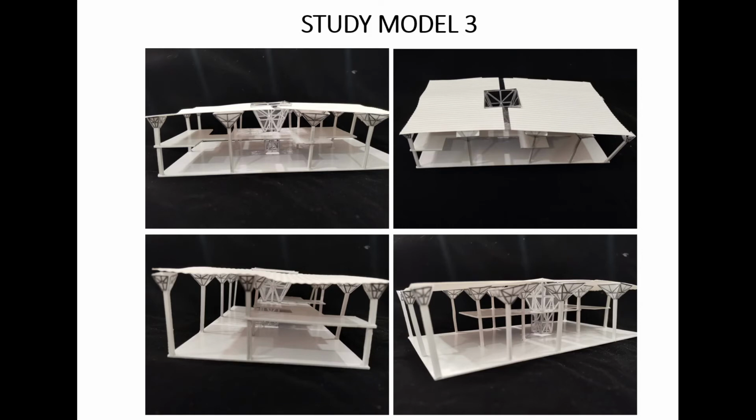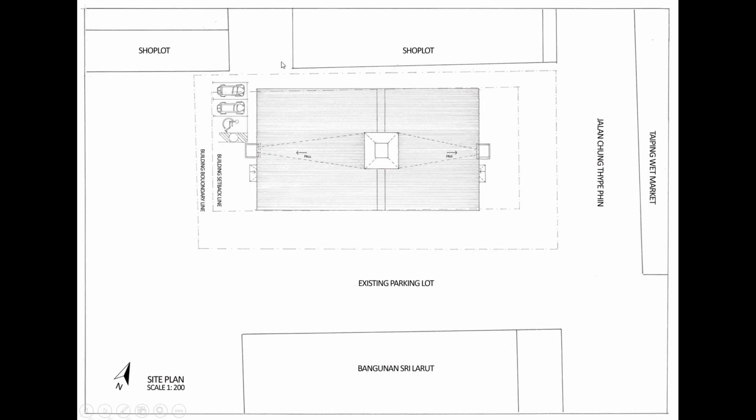And this is the study model 3. As you can see here, I have done a study model with this water harvesting in the center and this pitch roof. So this is the site plan for Tanjung site. This is the community space, and there are shop lots at this end, and the Tanjung wet market will be here, and this Bangunan Sri Laut.